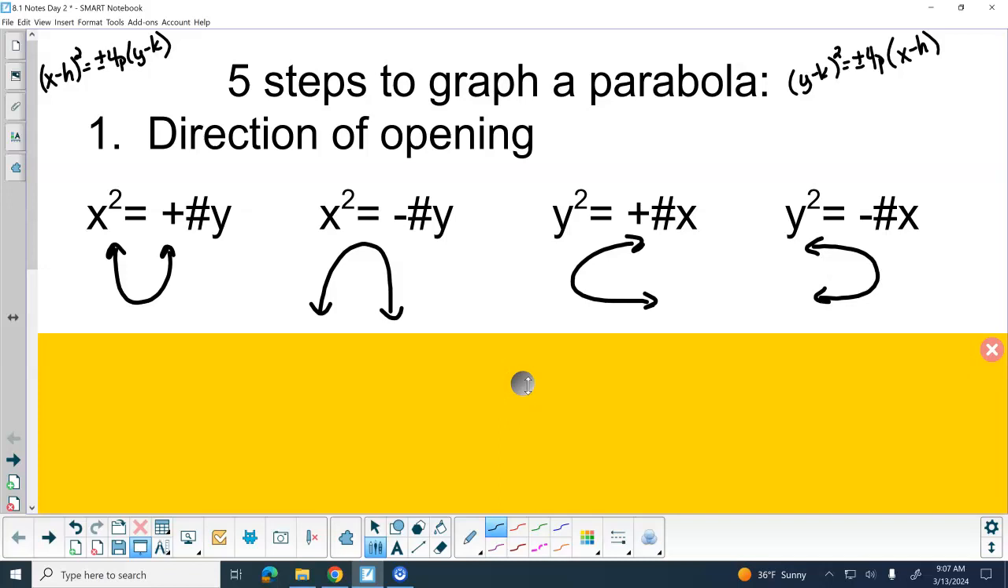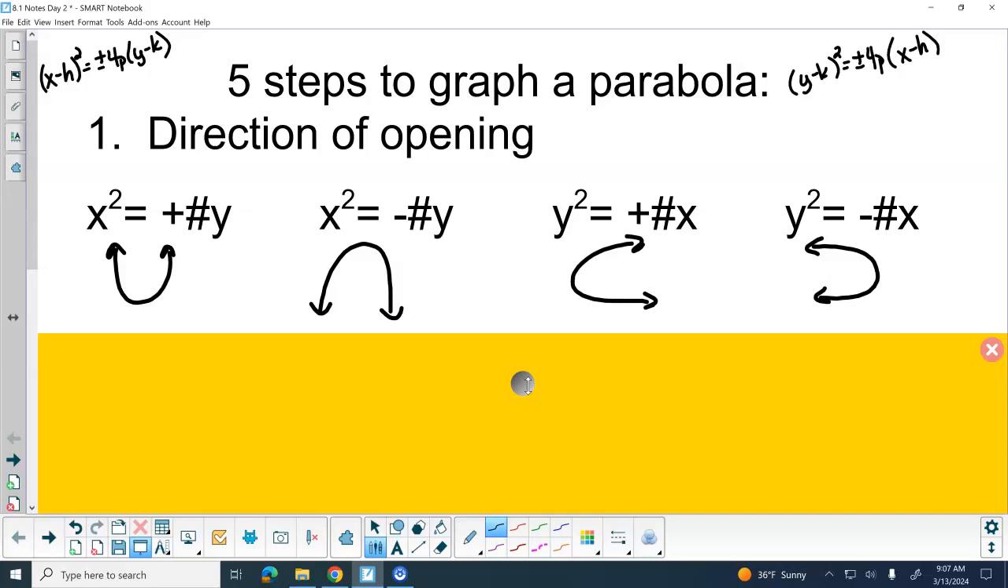Okay? What was the second thing that we had to look at? Positive or negative on that 4p one. If it's positive, then it opens up if it's opening up, or opens right if it's opening left and right. Up and right are the 2 positive directions. Down and left are the 2 negative directions. So we should have something along those lines in there on step number 1. Okay?